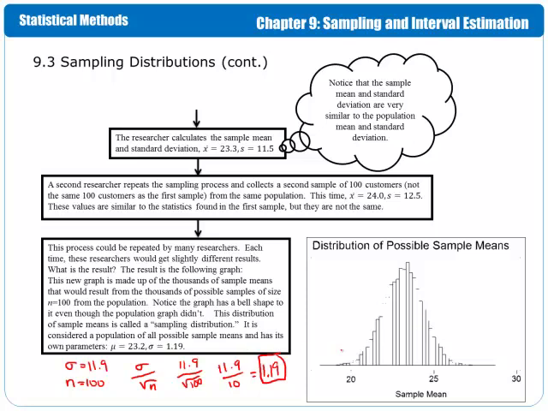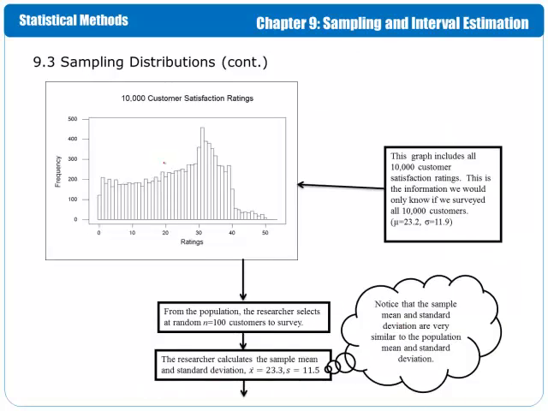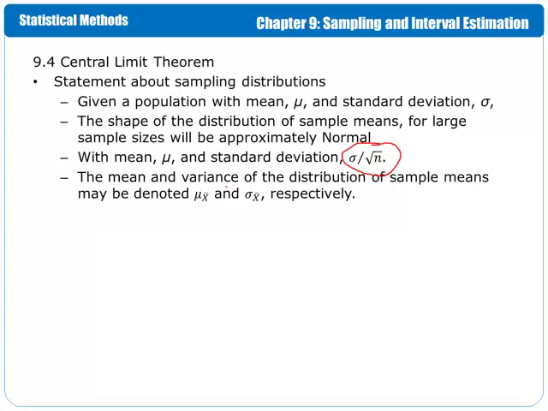The standard deviation for the sampling distribution is found by taking the standard deviation of the population and dividing by the square root of the sample size. Isn't that neat how that just comes out? The mean and the standard deviation of the sampling distribution may be denoted as mu with an x bar in the subscript and a sigma with an x bar in the subscript.